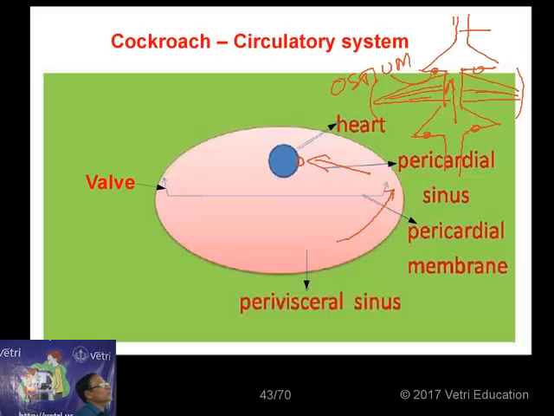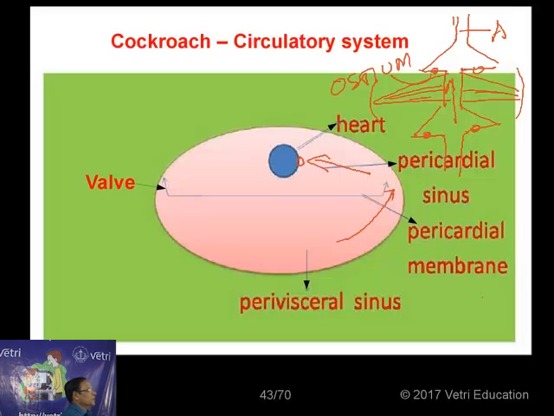At the anterior end there is just a small blood vessel, called the aorta, and that one ends abruptly in the head region. So the blood is returning to the perivisceral sinus. So perivisceral sinus, pericardial sinus, then the heart, aorta, and finally the blood returns to the perivisceral sinus. The blood is kept in circulation because of the contraction and relaxation of the muscles, the alary muscles associated with the heart.